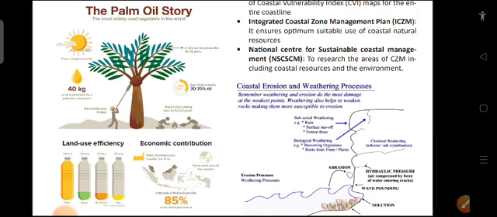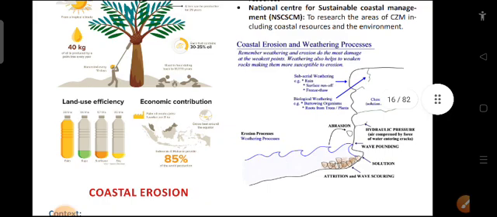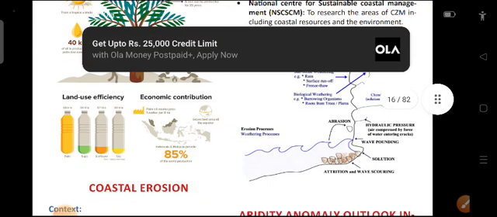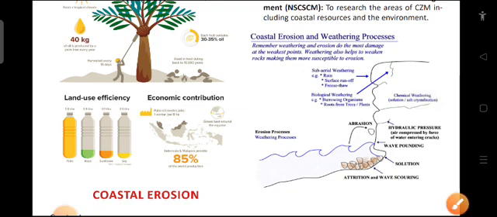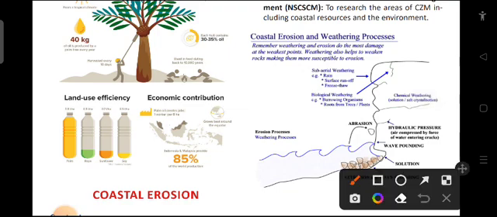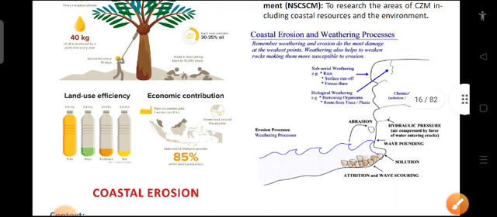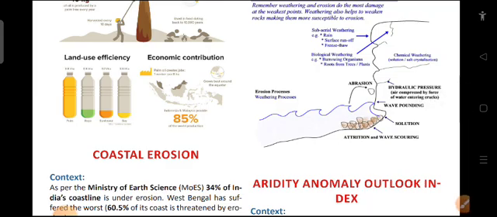NCSCM, Sustainable Coastal Management. So they have given the types: coastal erosion and weathering process. Subaerial weathering, biological weathering, chemical weathering also happen. Abrasion, hydraulic pressure, that crack, this is the crack, water is inside. So all these are erosion processes.